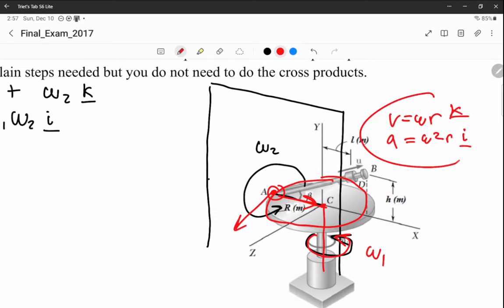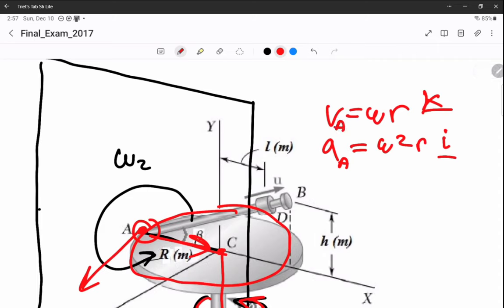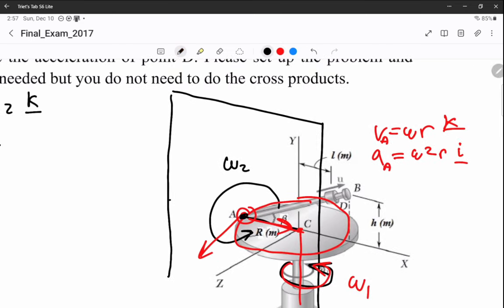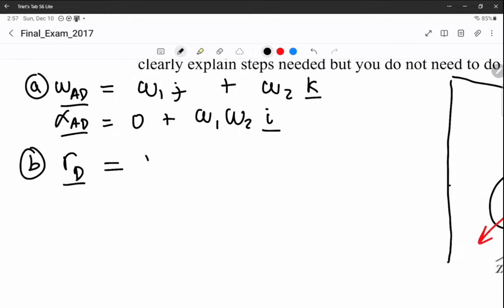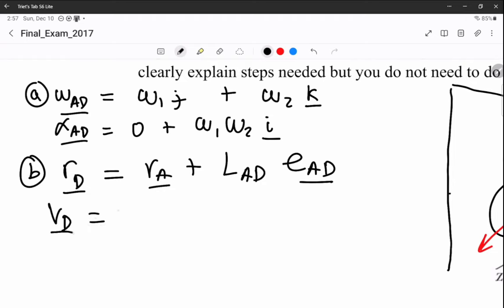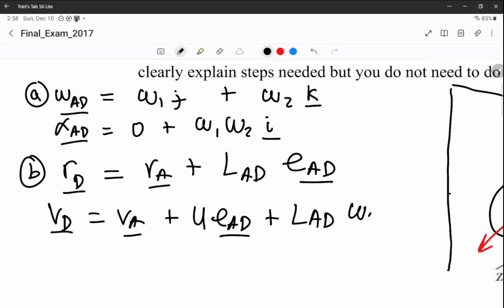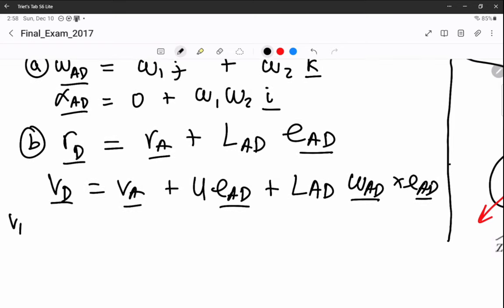So that's what I normally do. I pick a point, point A, where you can quickly calculate the velocity and acceleration. And then from that special point, it's probably also easy to calculate the velocity of D from point A. So you have RD equal to RA plus the length from A to D, right? And then EAD. You take the first derivative, you have VD equal VA plus, here's a little trickier because L is not constant. So we have F prime G, right? So L prime EAD plus this is FG prime, so LAD times omega AD. The derivative of EAD is omega AD cross EAD.